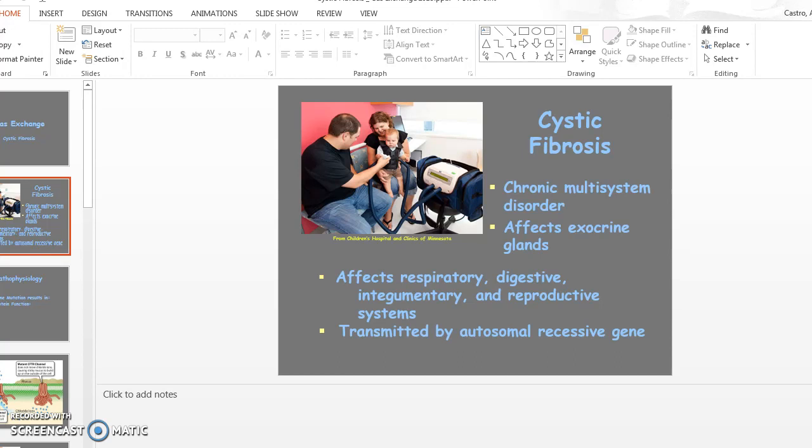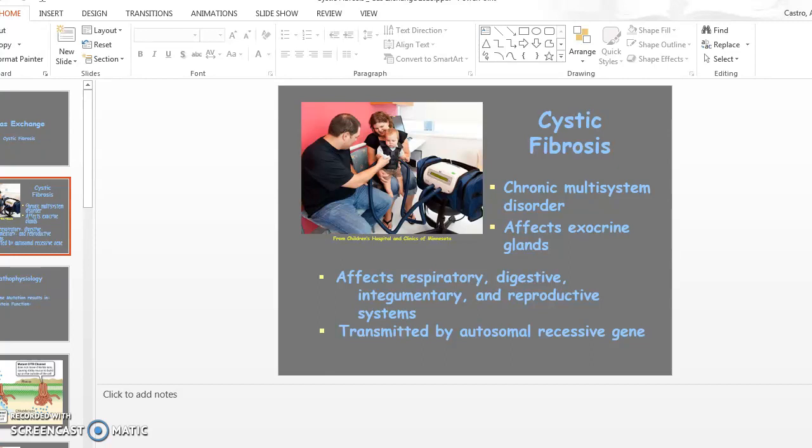So cystic fibrosis, what you need to know is that most people think about it as being only to the lungs, but it's actually a multi-system disorder. What's being affected here is the exocrine glands, or specifically, if you want to think about it, it affects the secretory glands. So anything in our body that secretes any kind of mucus is going to be affected.